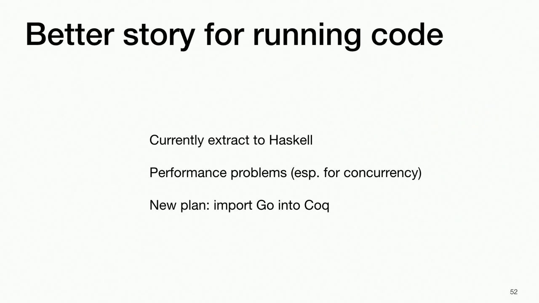We also want a better story for running code. So currently in many of our systems, I've extracted to Haskell, and this gets us a lot of performance problems. I don't want to be too down on Haskell, but we lack control in this workflow because we can't really control what the extracted code looks like and get good performance out of Haskell, especially when trying to get high performance for concurrency. One of the things you need to do, for example, is reduce memory allocations, which is quite hard to do. And our new plan is instead to import Go into Coq, which I'm very excited about.